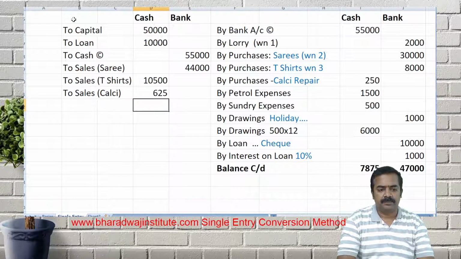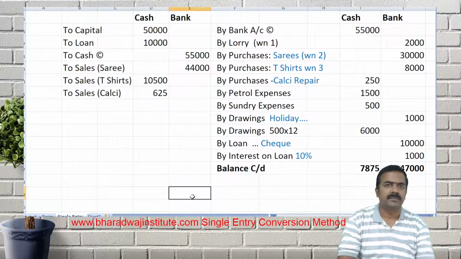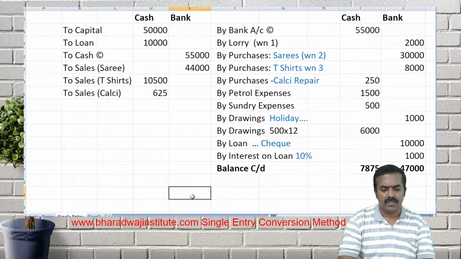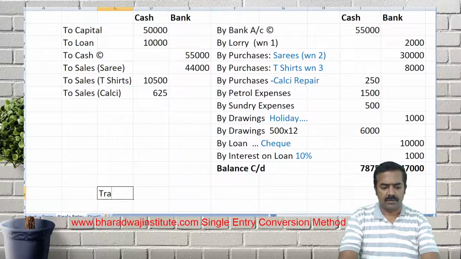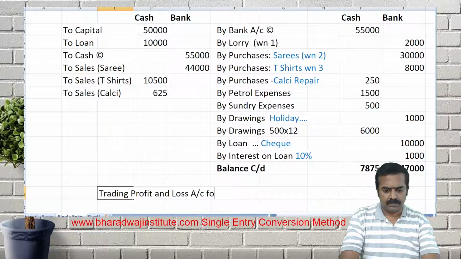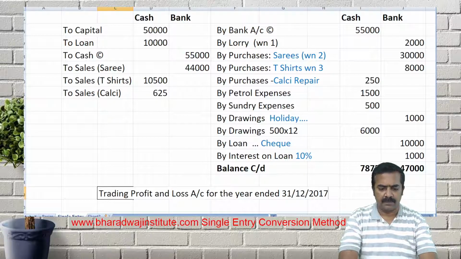Have we taken up? Yes, sir. Shall we proceed? Start. Trading profit and loss account for the year ended 31st December 2017.